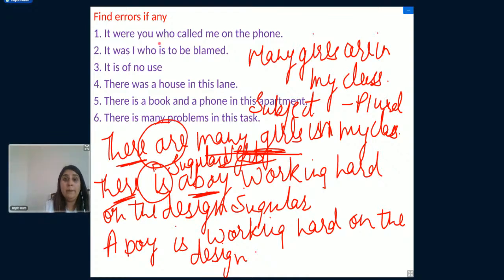Plural subject, right? It were you. It, singular verb, was you. It was I who is to be blamed. Correct. It is of no use. Correct. There was a house in this lane. Correct. There is a book and a phone. There are two things, a book and a phone. Plural verb. There are. There is many problems in the task. Plural. There are.